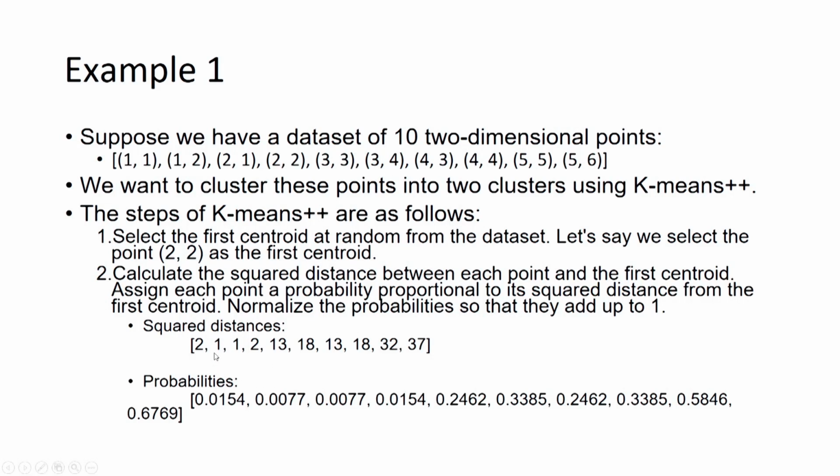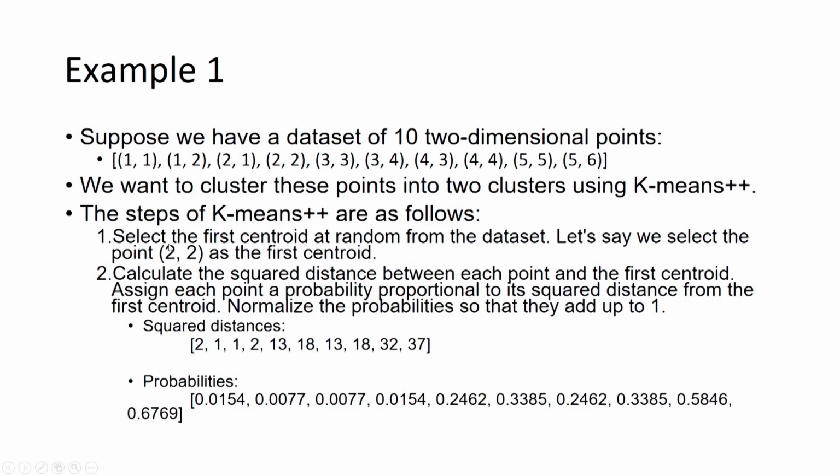So, this is the squared distance. Using Euclidean distance we can find that distance, and we will take a square of that distance. So, this is the list that we formed. Till now we have created only one centroid.